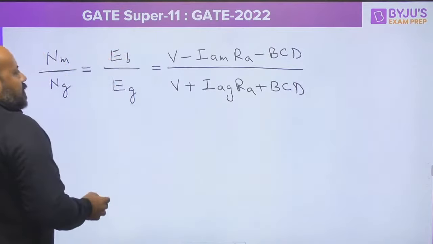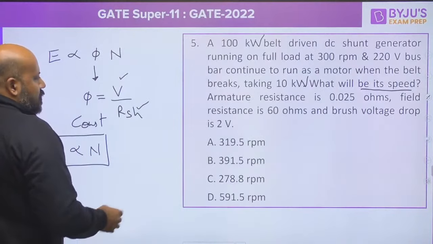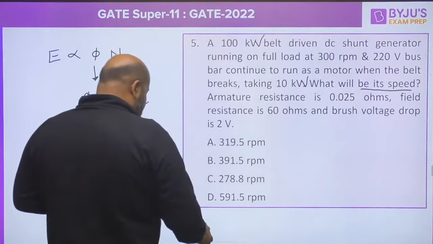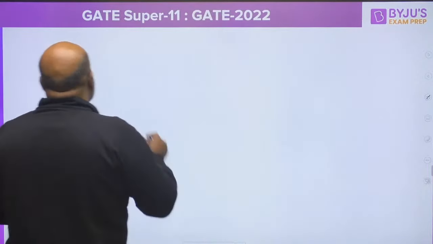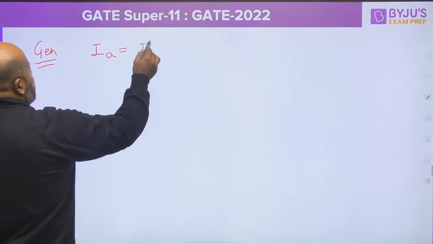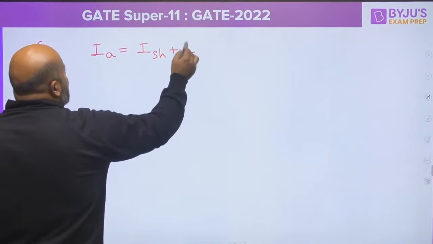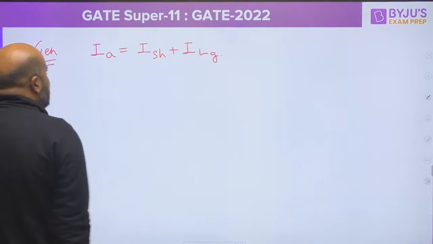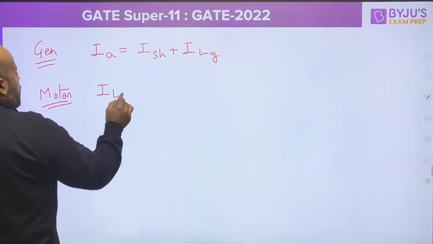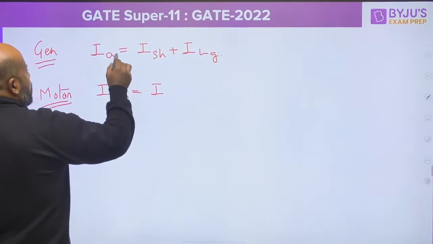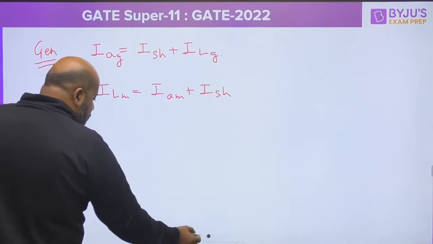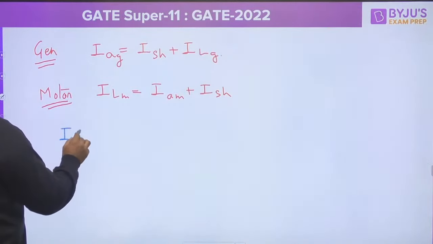Now the only thing you have to remember is how to find the motor and generator currents, so that you can find here. For the generator operation, listen here, the armature current is going to give you the shunt field current and the load current in case of generator. Whereas in case of motor operation, the line current is going to give you the armature current and the shunt field current. So first thing you have to solve is the shunt field current.